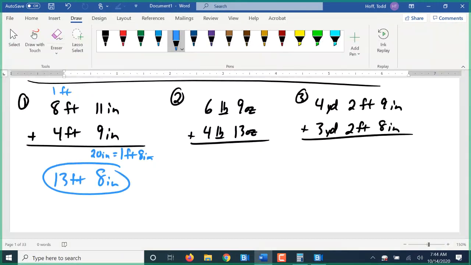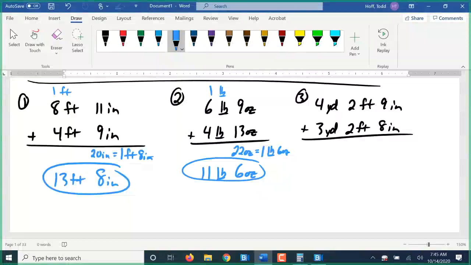Number two, we got pounds and ounces. Start with the ounces again. 9 ounces plus 13 ounces is 22 ounces, which is more than a pound. There's 16 ounces in a pound, so that's 1 pound and 6 ounces. We'll keep the 6 ounces and carry the 1 pound. 1 and 6 is 7, plus 4 is 11 pounds. So 11 pounds, 6 ounces.